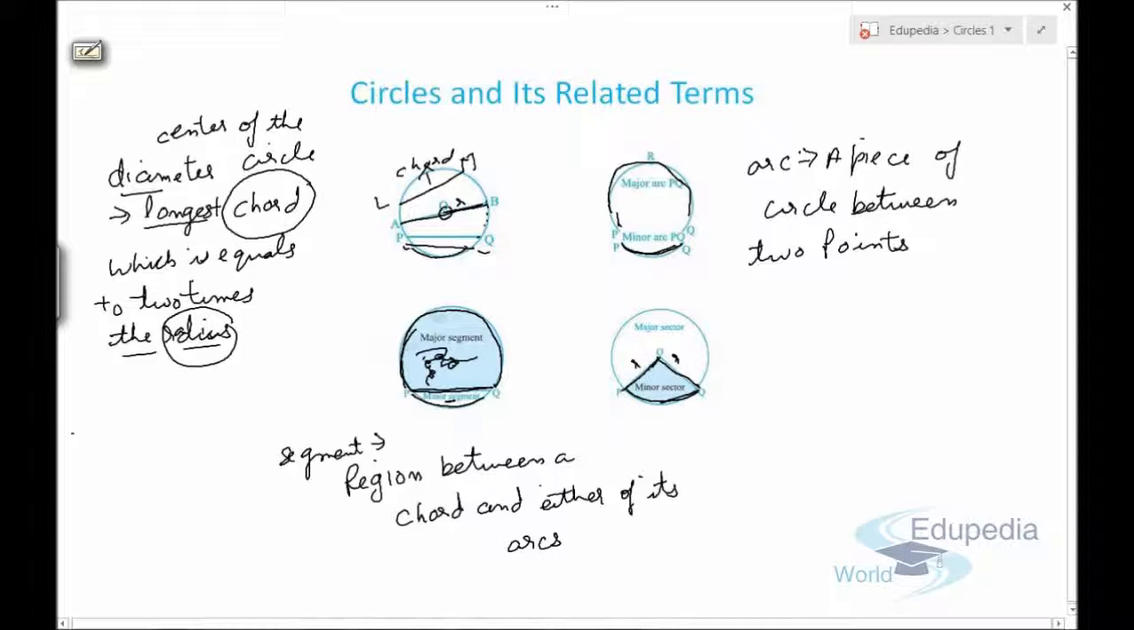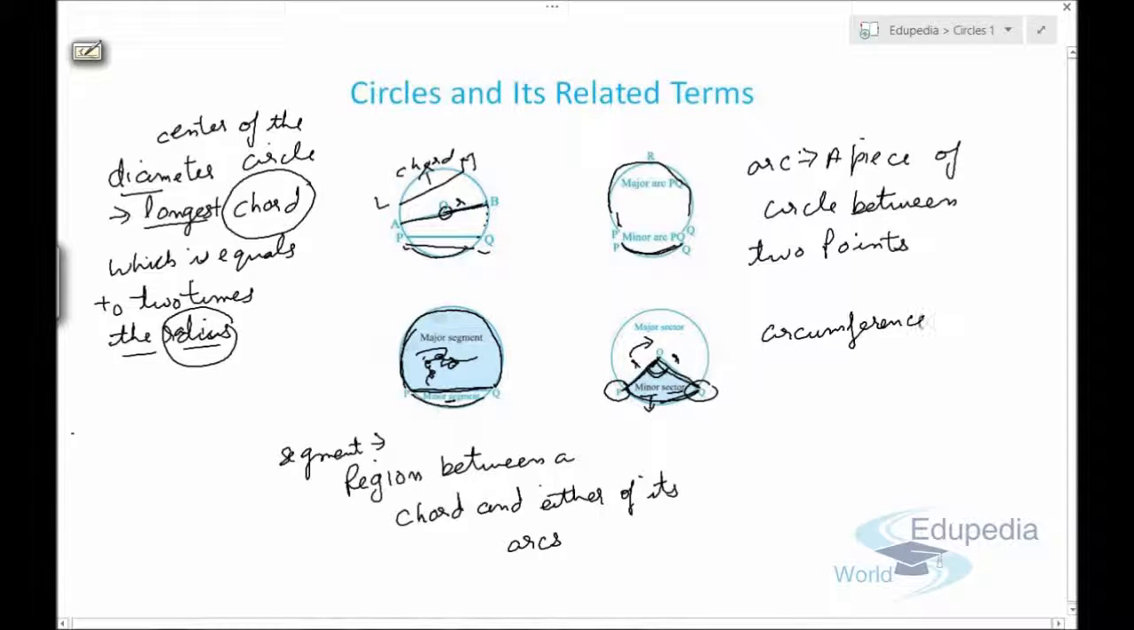A sector is actually the angle that is defined by these two joining lines. Let's say we are joining the points P and Q with the center, then the angle defined by these two lines is known as a sector. The smaller part is known as a minor sector and the major part is known as a major sector, right? So this is the basic definition of a sector. Now let's discuss what is a circumference.